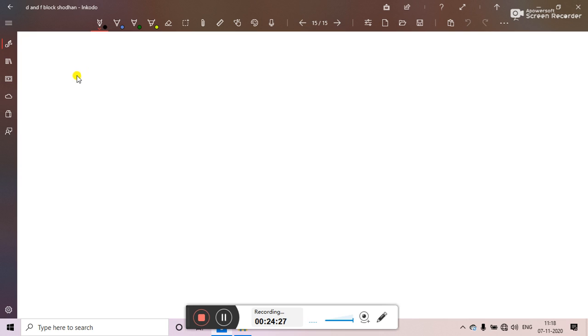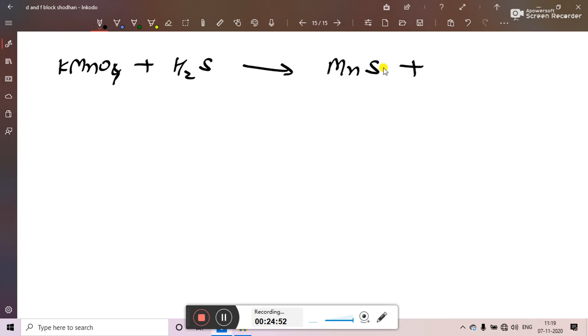sulfide ion into sulfur atom. So if KMnO4 reacts with H2S, then in acidic medium, KMnO4 will convert into manganese salt such as MnSO4, and we will get elemental sulfur.